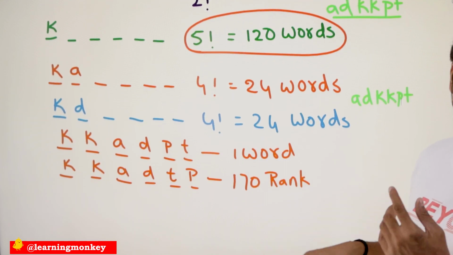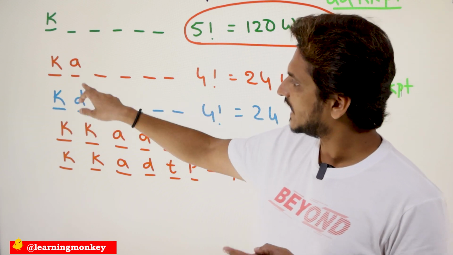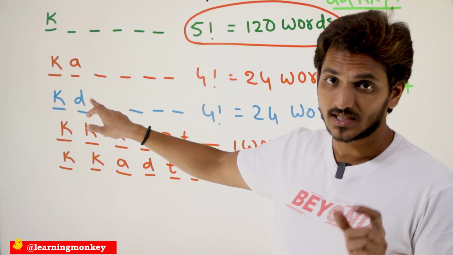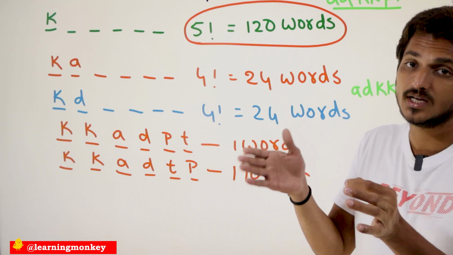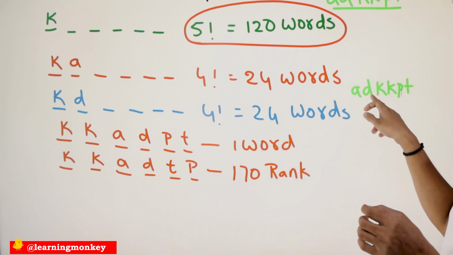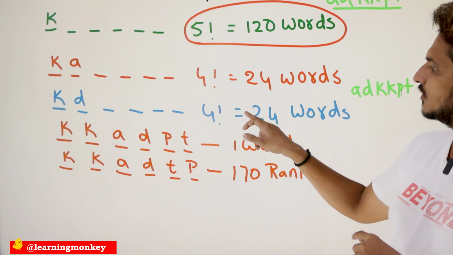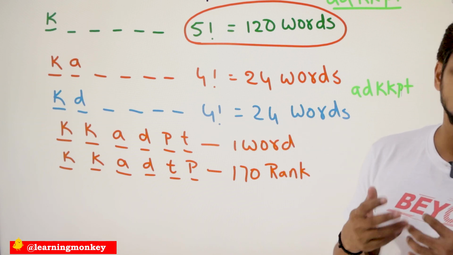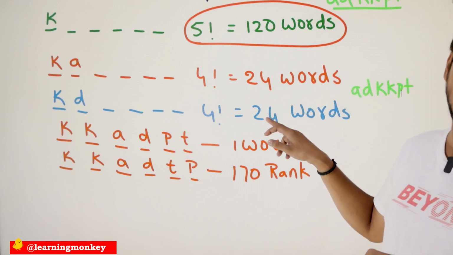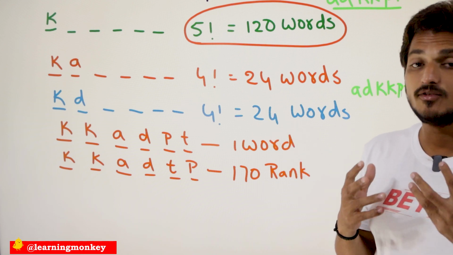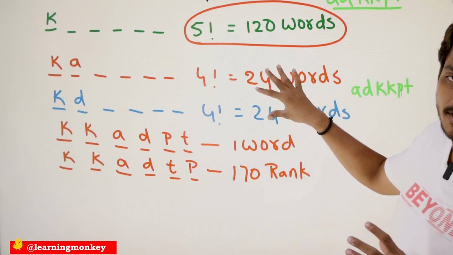We need the word that belongs to rank 170. So again, K in the first position. The second possibility for the second position is D, because A is completed. According to the dictionary order, after A the second option is D. Once you fill the second position with D, the remaining 4 positions can be filled in 4 factorial ways, that is 24 words possible. So 120 plus 24 plus 24, 168 words are done. We need the word that has rank 170.